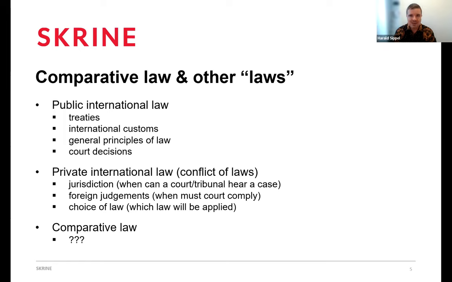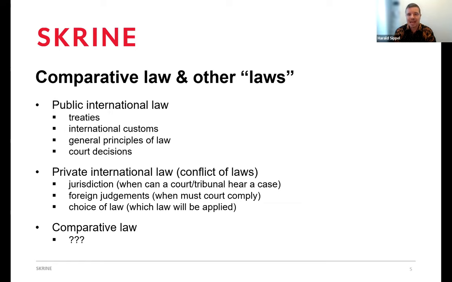To highlight this further, when we speak about public international law, we have several elements for which we can say that is clearly public international law. For instance, a treaty. If Indonesia signs a free trade agreement with Australia, as was the case a few years ago, that's an international treaty. It's between the country Indonesia and the country Australia. So this is clearly public international law.